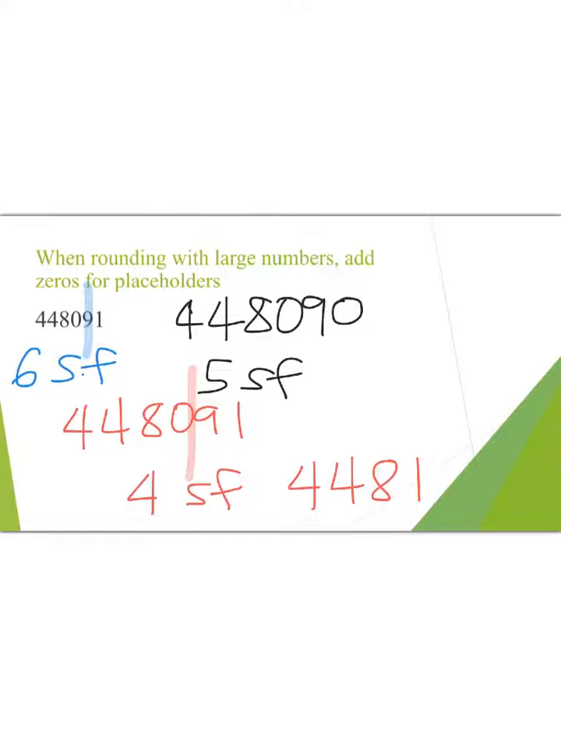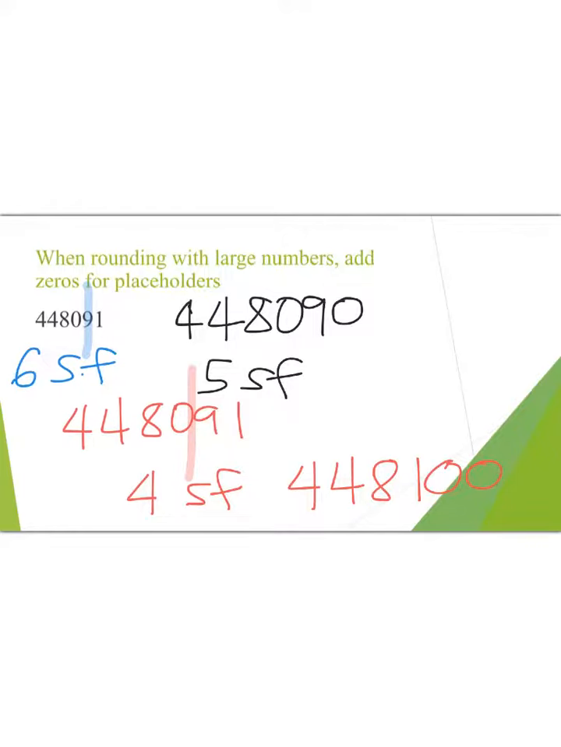Now again, we can't forget about our placeholders because 4,481 is different than 448,091, and so you have to add those zeros for placeholders. And so that way you have 448,100, and that's rounded to 4 significant figures.